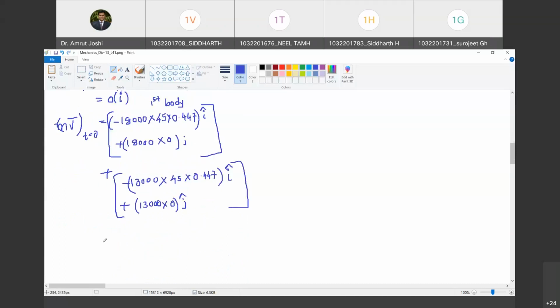So can we compute this? So the change in momentum. Can you tell me what is the first term? Minus 18,000 into 45 into 0.447. Sir, it is 362,070. Have you multiplied by 0.447? Oh, yes, sir. Just a minute.